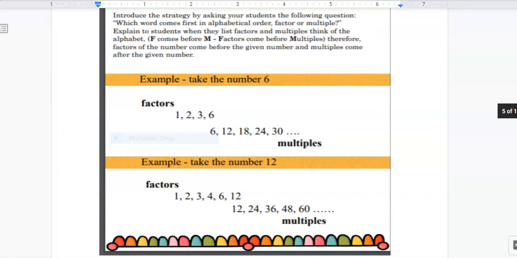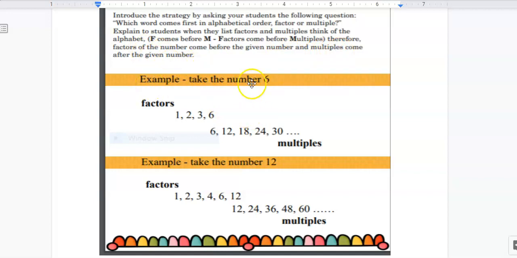All right, so here's a way of thinking about it. Which word comes first in alphabetical order, factor or multiple? Well, F comes before M, right, kiddos? So think of there being fewer factors, because factors come first, so there are fewer of them, and multiples come later, so there are more of them after the given number, right? So F comes before M: factors come before multiples. Therefore, factors of the number come before the given number, and the multiples come after the given number.